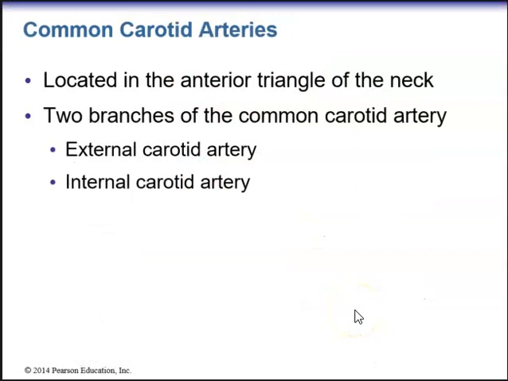So the common carotid arteries are located in the anterior triangle of the neck. The two branches of the common carotid artery that we talked about are the external carotid artery as well as the internal carotid artery. So we have right and left common carotid arteries as well as right and left external and internal carotid arteries.